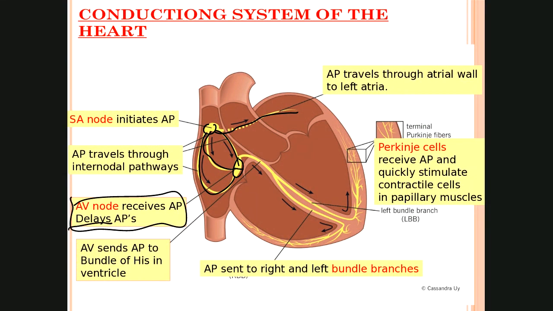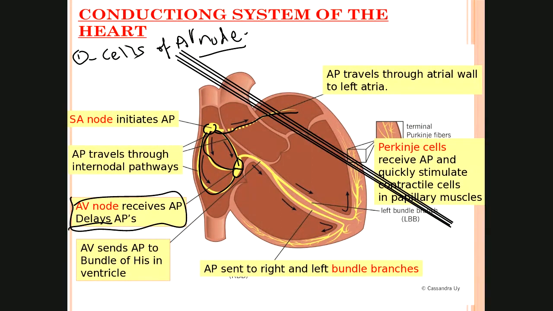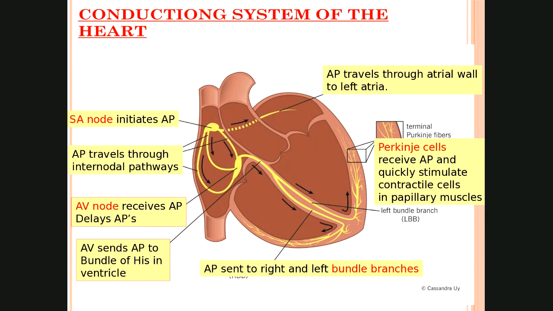One feature is that the cells of the AV node are actually small cells. We said nodal cells were larger. However, in the case of the AV node, there's an exception. These cells are actually smaller, and that causes a delay in the signal because the signal takes longer to travel through small cells.